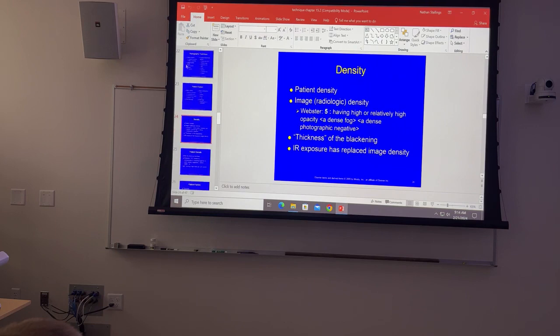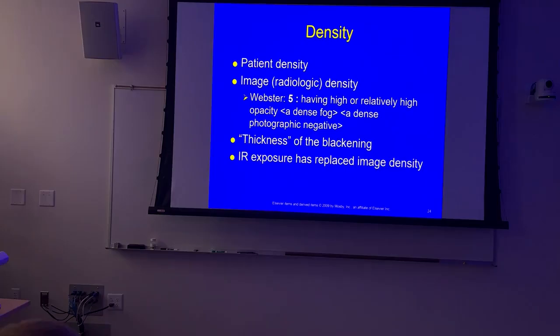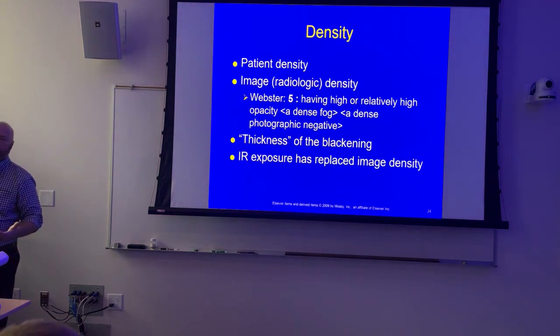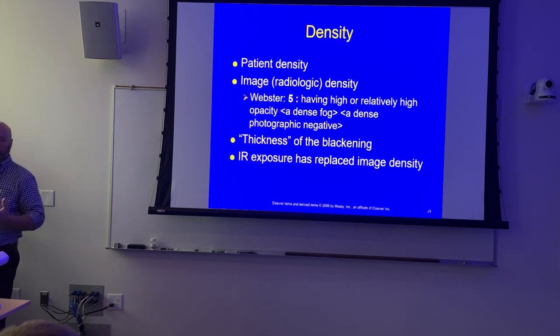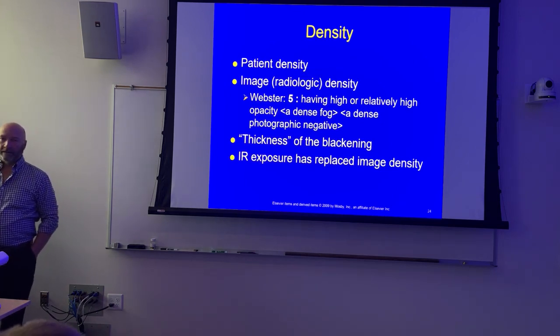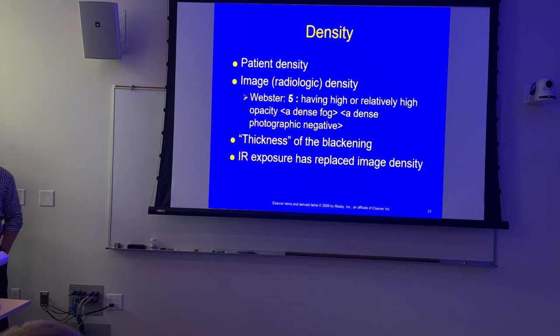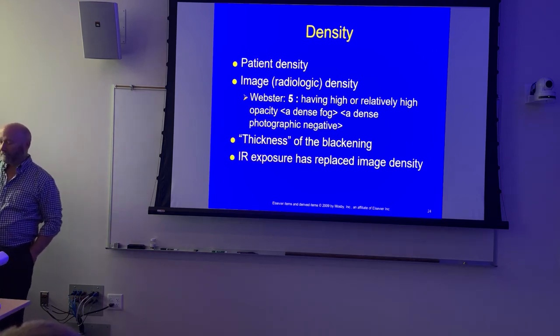So we talked about some basic definitions. We've got density, and we have radiographic density and patient density. Patient density is basically how absorptive the tissue type is. And then radiographic density is how dark the image is. So we have an inverse relationship. As patient density goes up, radiographic density goes down. As patient density goes down, radiographic density goes up.